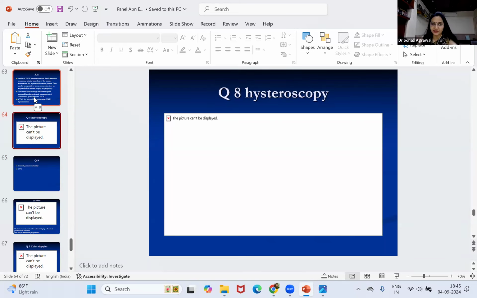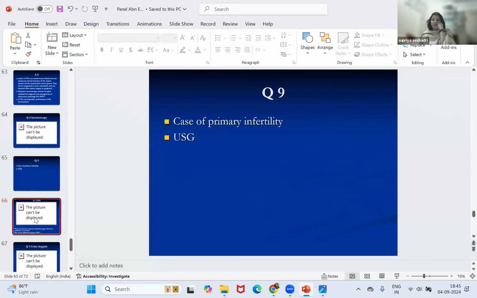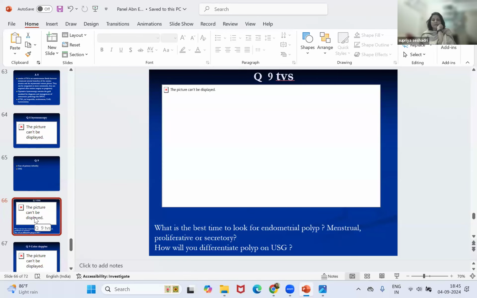AVM, what is the difference? AVM is in the myometrium, na? Purva wanted to say something. Yes, ma'am, I just wanted to say that after removing RPOC or any products, it is compulsory to send it for HPE so that it can be very well differentiated later on also.